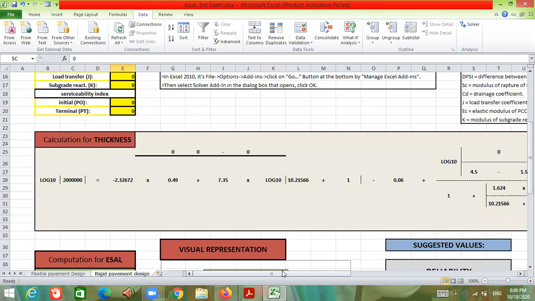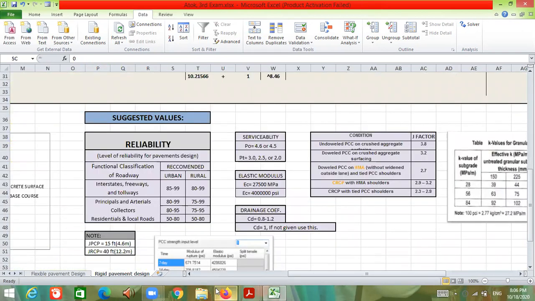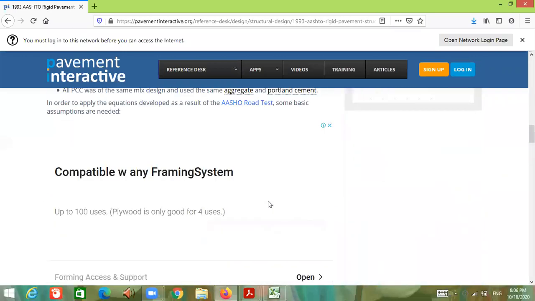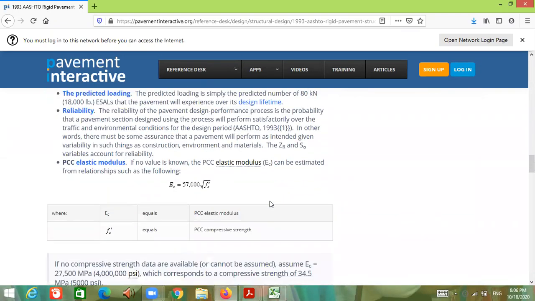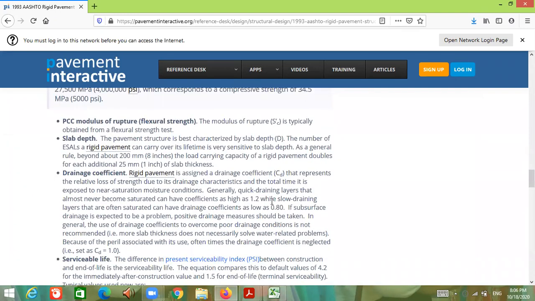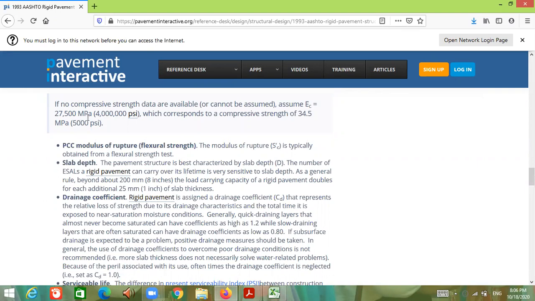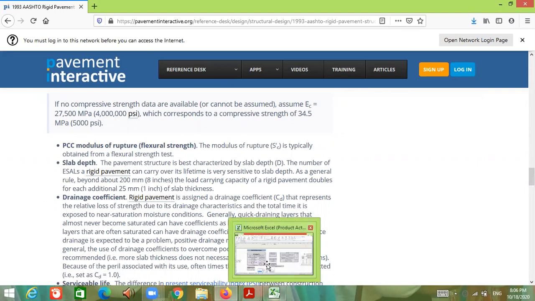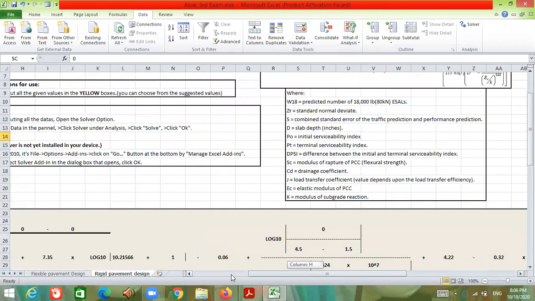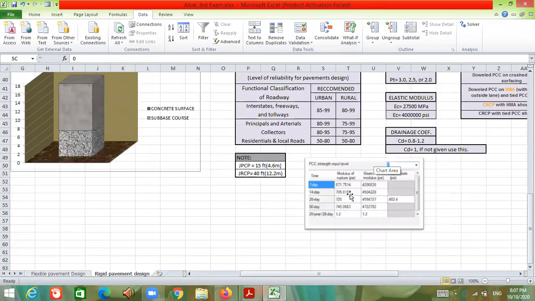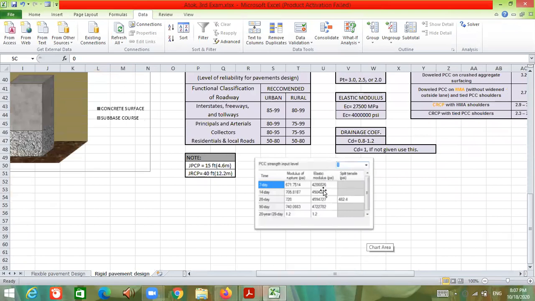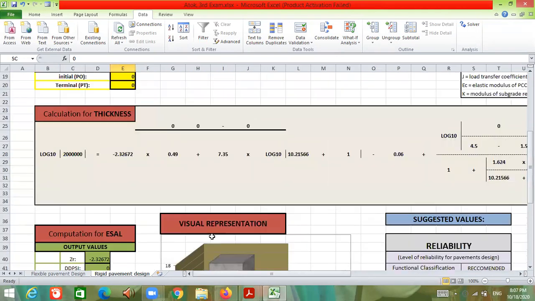And if you are wondering where I got the standard value for our elastic modulus, it is also stated here on our website that the standard elastic modulus is equivalent to 27,500 in terms of MPa and 4 million in pounds per square inch. And in terms of the modulus of rupture, there are also values given here based on our elastic modulus. So our elastic modulus used is 4 million. We are going to use, I guess, 720. Yeah, we're going to use 720.